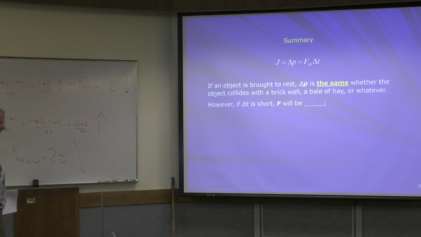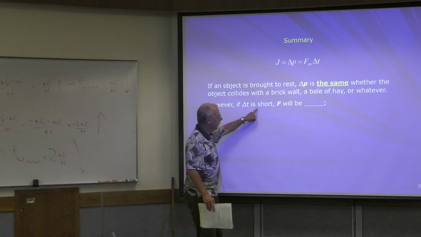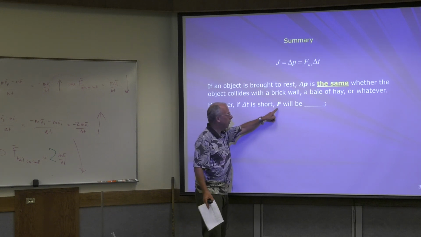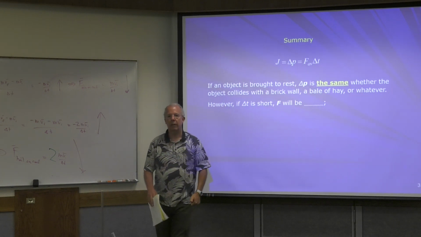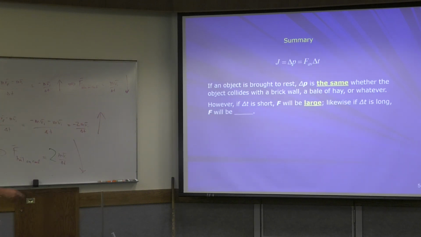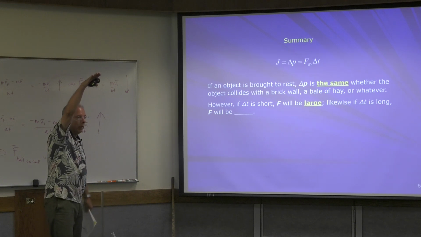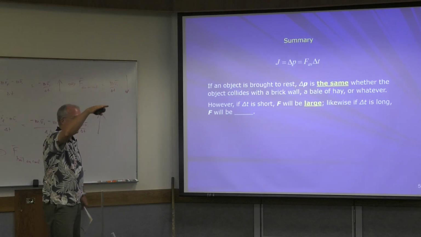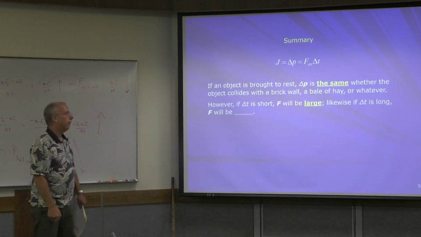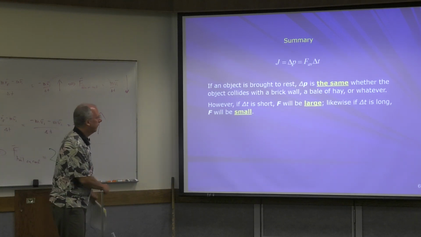However, if delta T is short, like if you're hitting the ground, what's going to be true about F? It's going to be large, right? On the other hand, if delta T is long, like if you're hitting a pole vault pit or something like that, what's going to be true about F? It's going to be small. All right, that's the whole point.